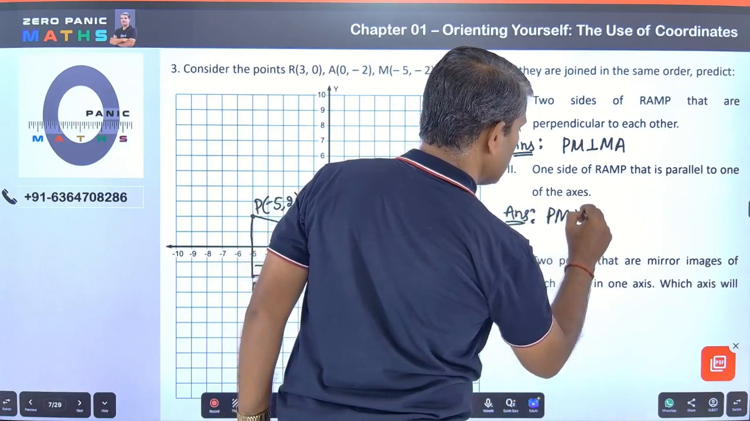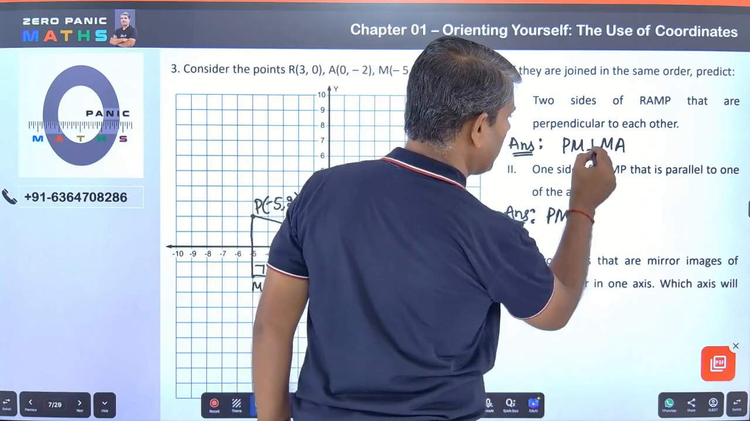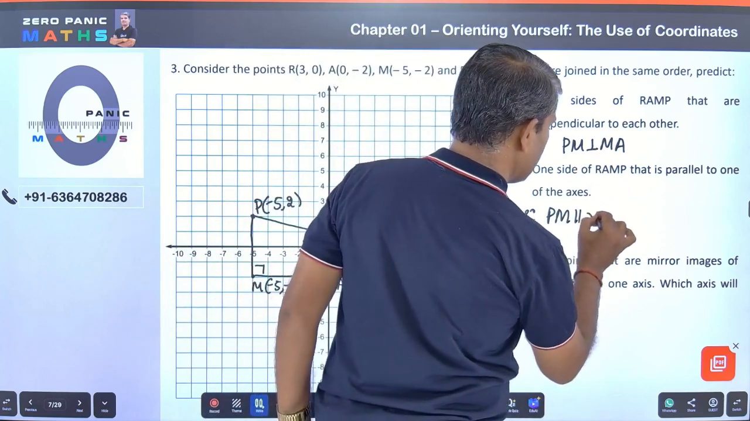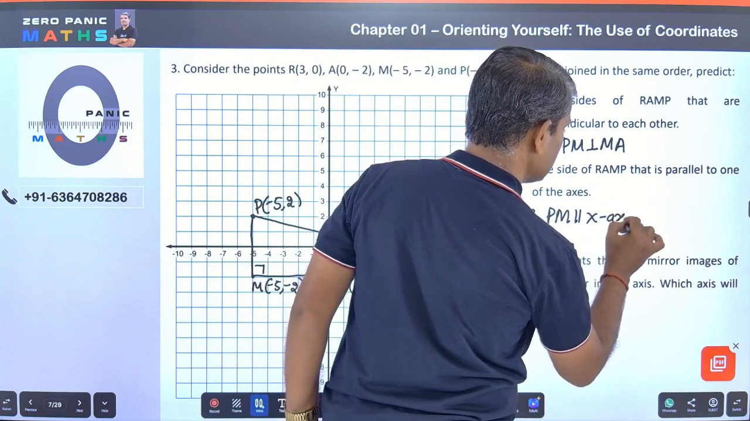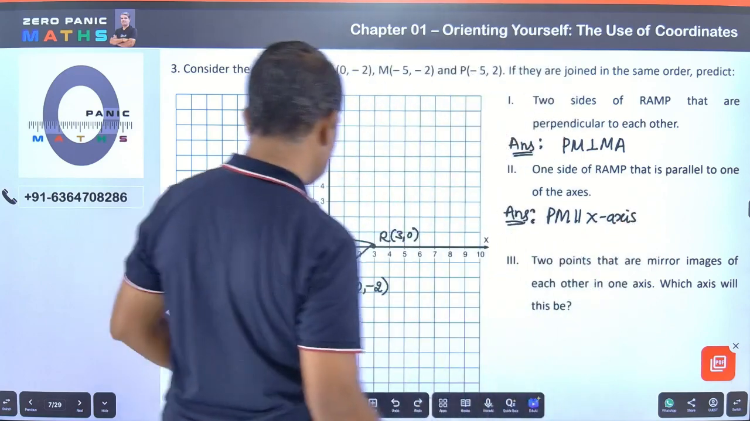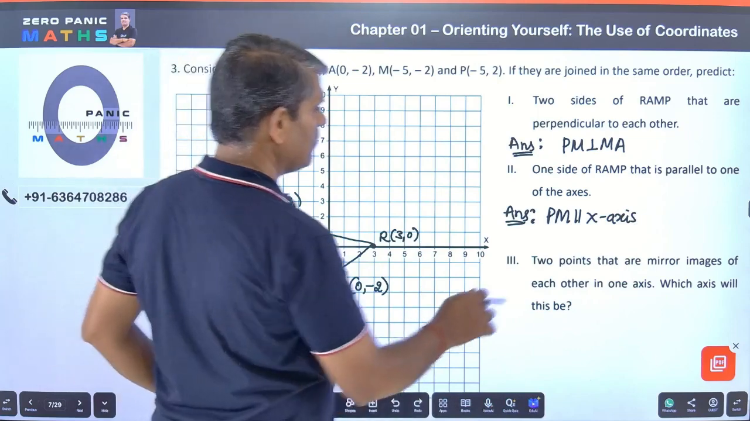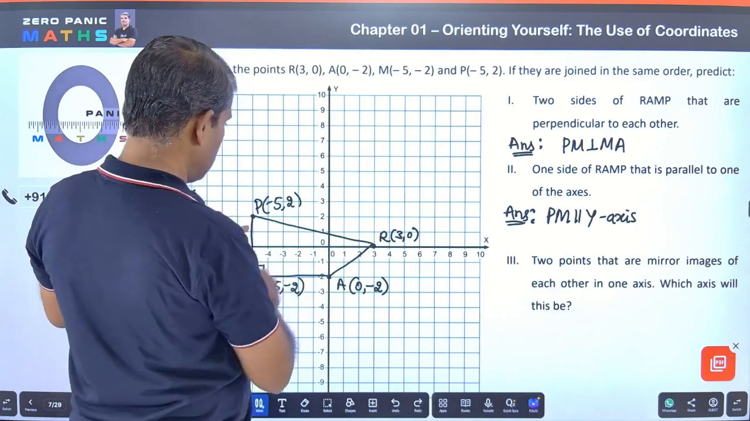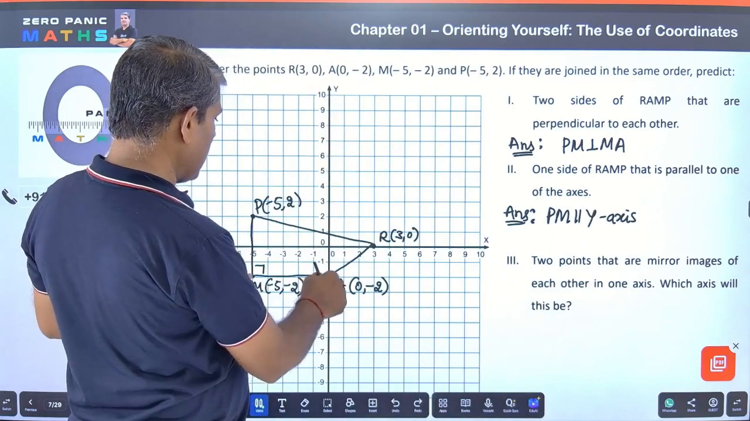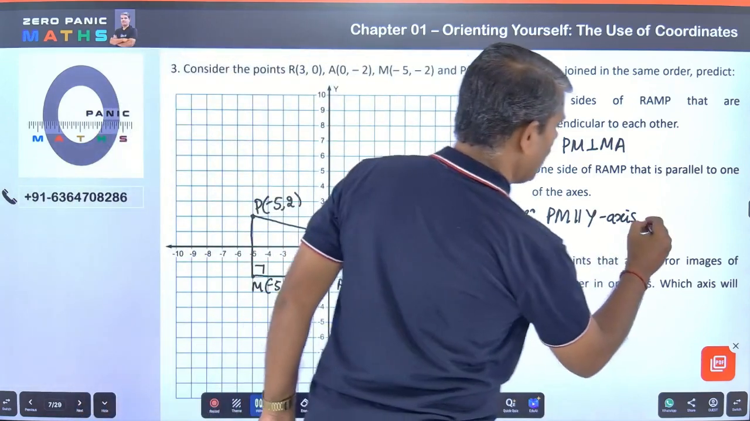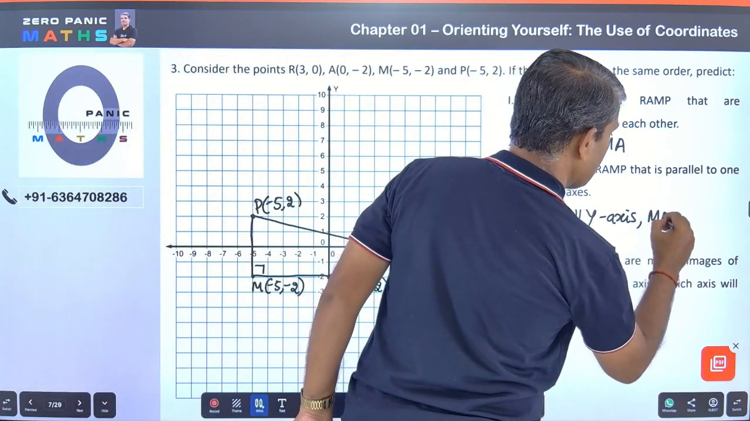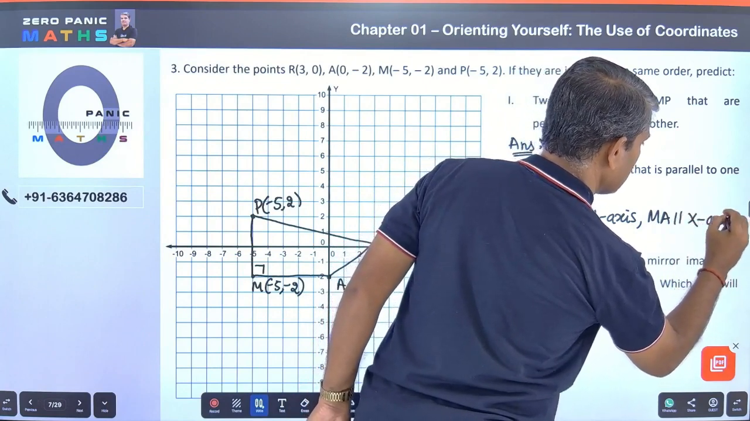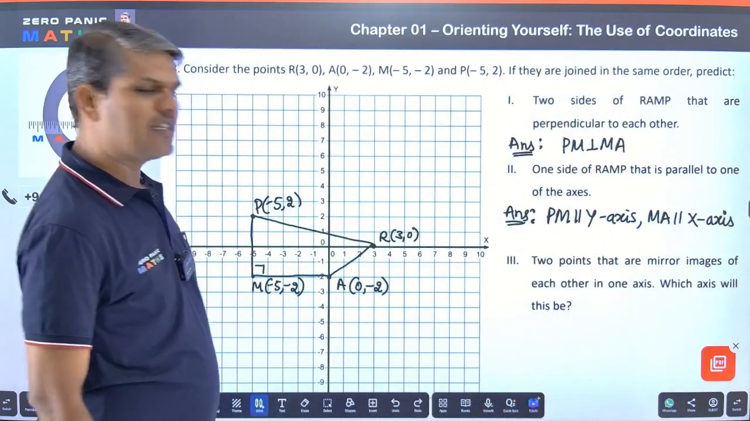This is the perpendicular symbol and this is the parallel symbol. PM is parallel to the y-axis. It is not the x-axis, PM is parallel to the y-axis. MA is parallel to the x-axis. This is the answer for the second question.